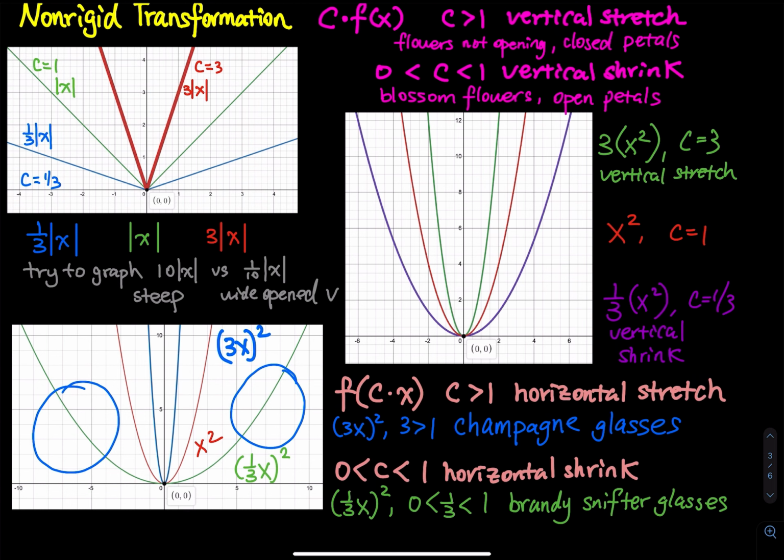Okay, so for the summary, what do we have? We have multiplied the independent variable immediately. When the c value is greater than 1, you create a horizontal stretch. So 3x squared, 3 is greater than 1. I will think about that as champagne glasses.